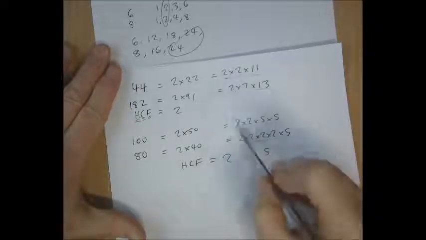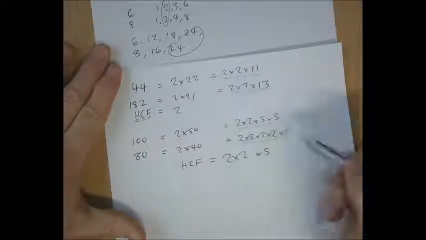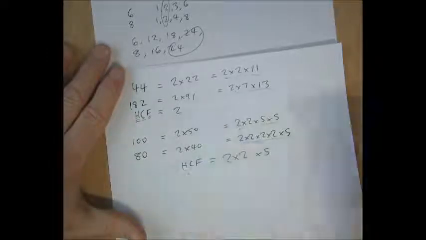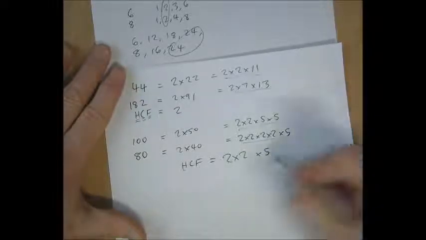How many times do I see a 2 here? Twice. Here, 4 times, use it twice. Try to keep this meal as small as possible because it's high class fare in a posh restaurant. I see a 5 twice here, I see a 5 once here, use it once because that's the fewer of the 2 times.